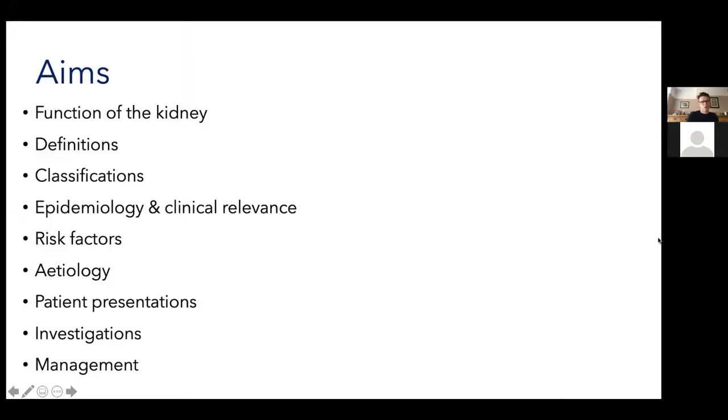All right. So this is what we're going to be going through today with an emphasis upon causes, how patients present, investigations and management.